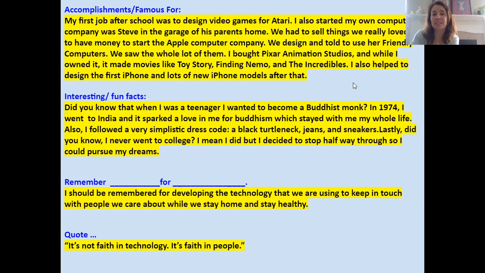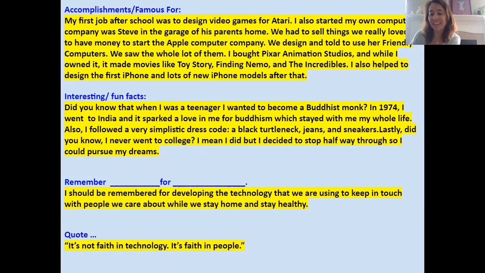In the meantime, as he was working with Apple, he also bought Pixar Animation Studios, which was a very, very small animation studio at the time when he purchased it. But while he owned it, they produced some movies that you may have heard of: Toy Story, Finding Nemo, and The Incredibles.